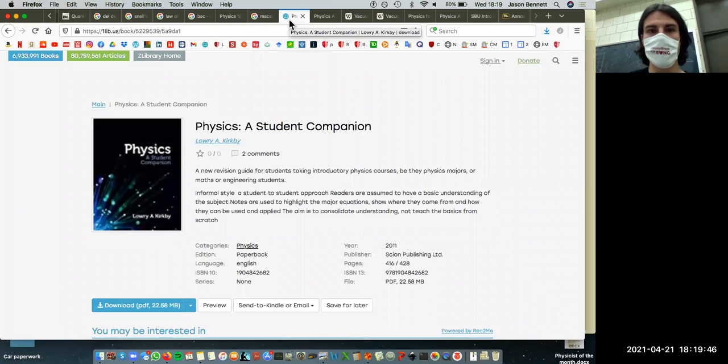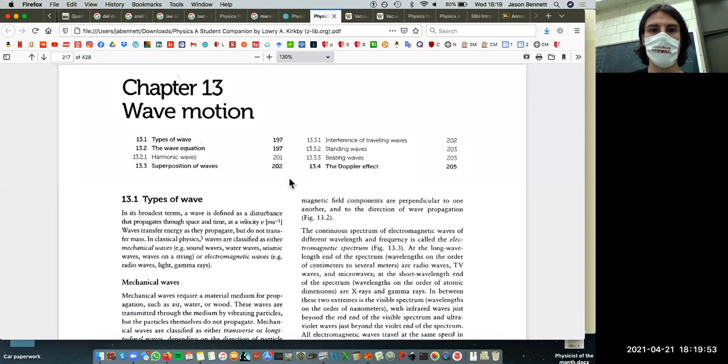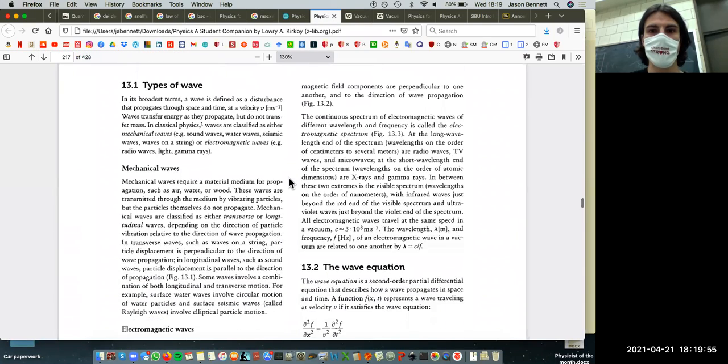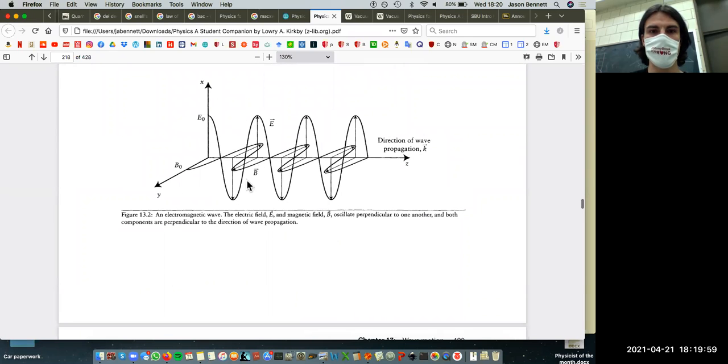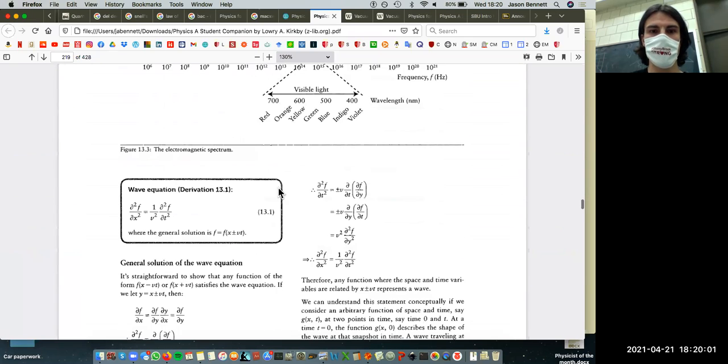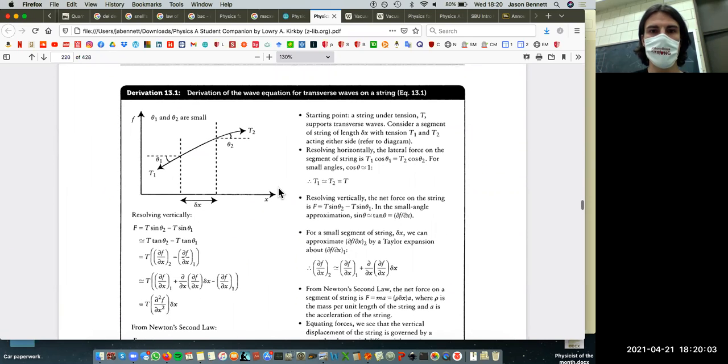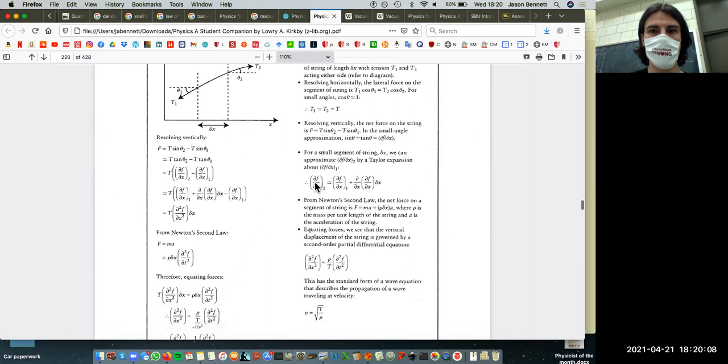Here's another derivation of the wave equation that I particularly like. This is a textbook that I used a lot in college. Let's see here. There's kind of a hint at where we're going. E and B fields. I think this derivation is quite nice. Let me zoom in on it for you.